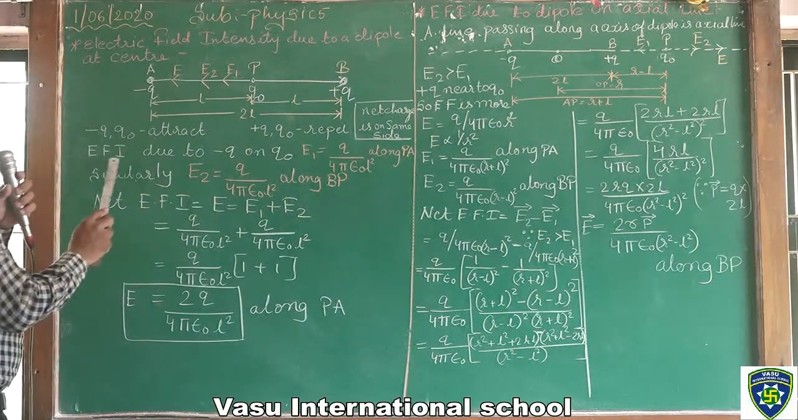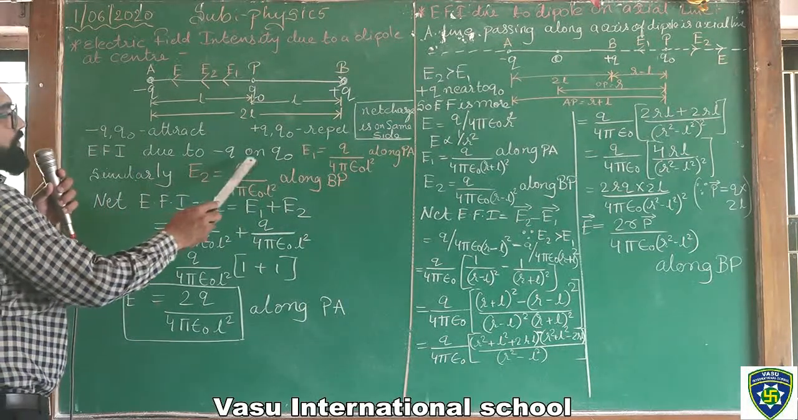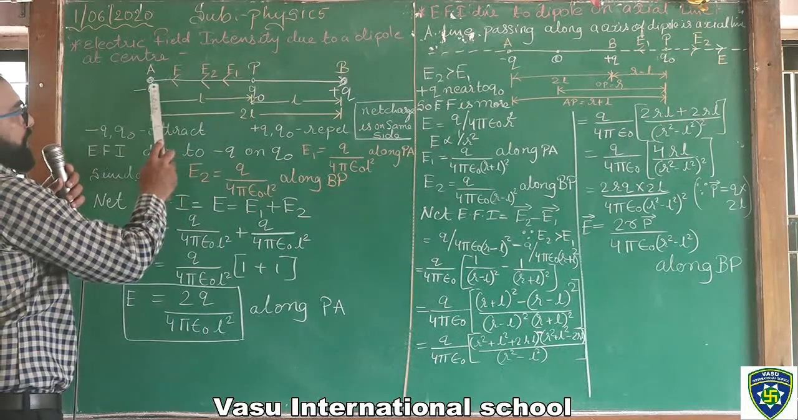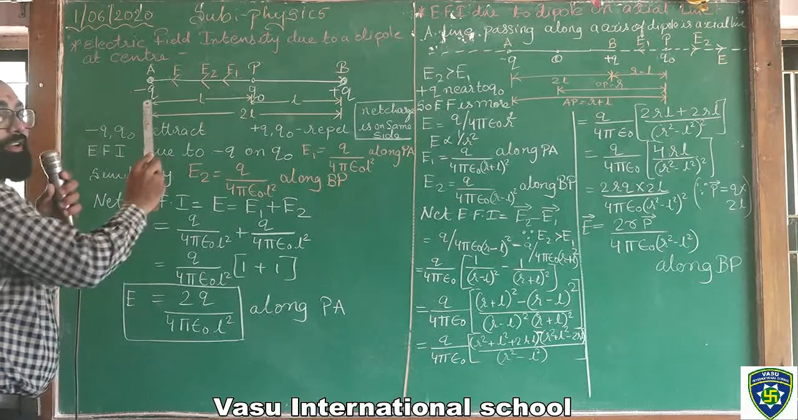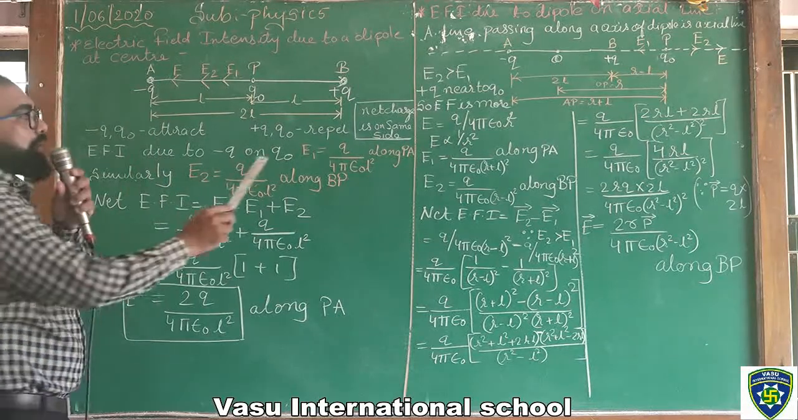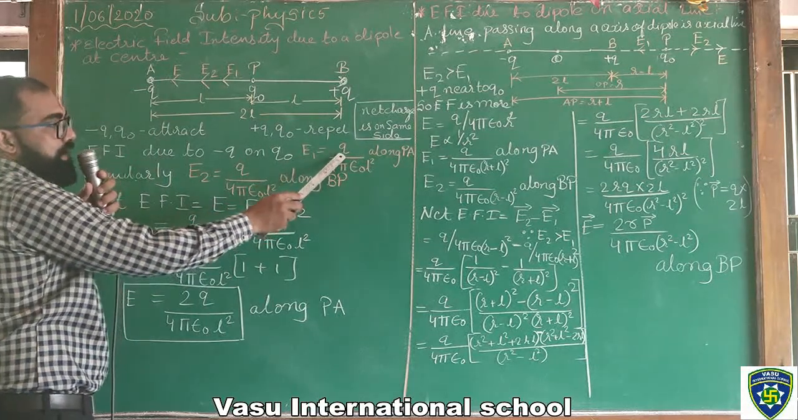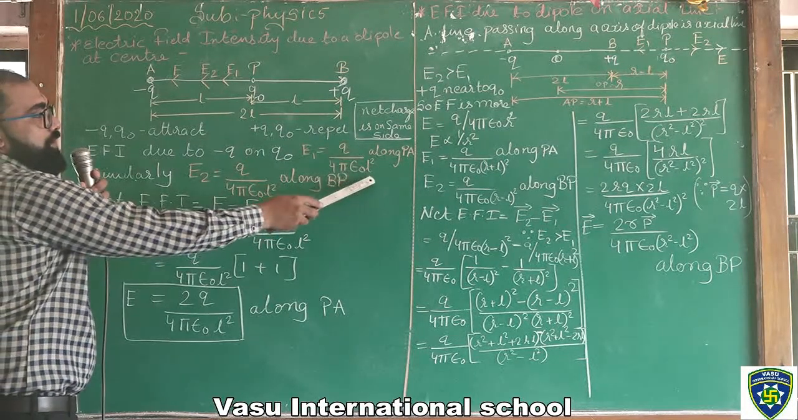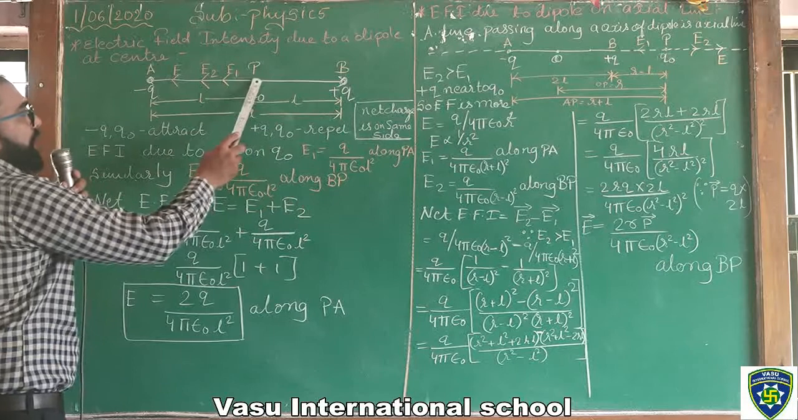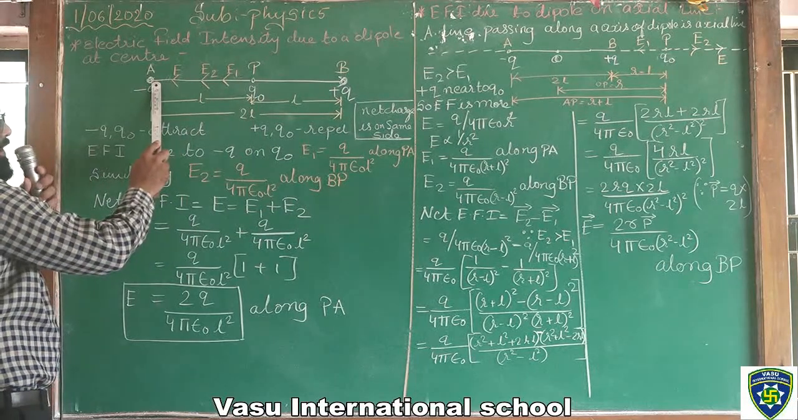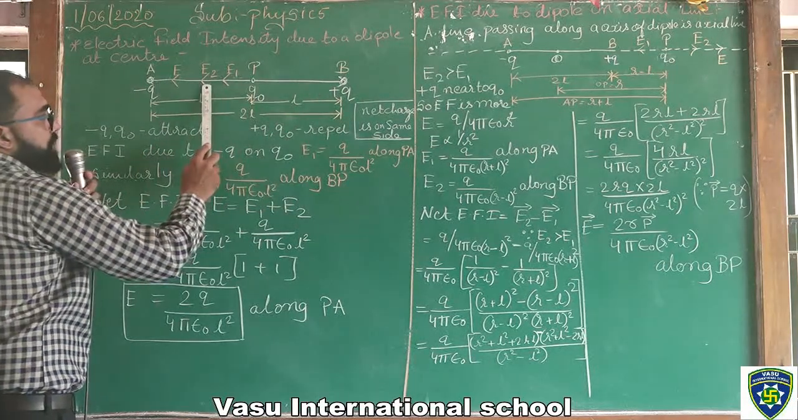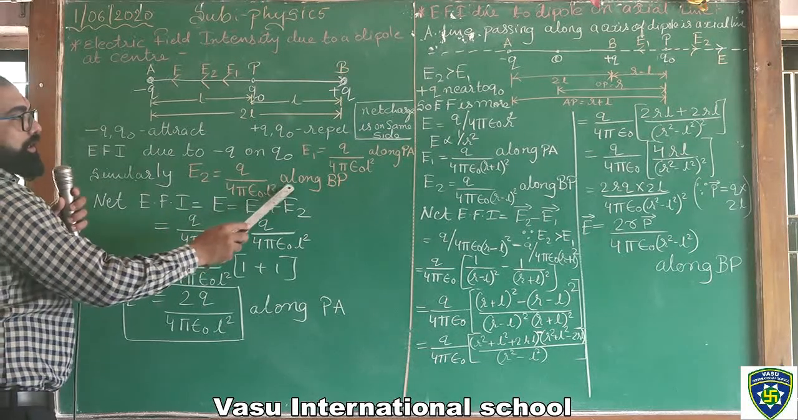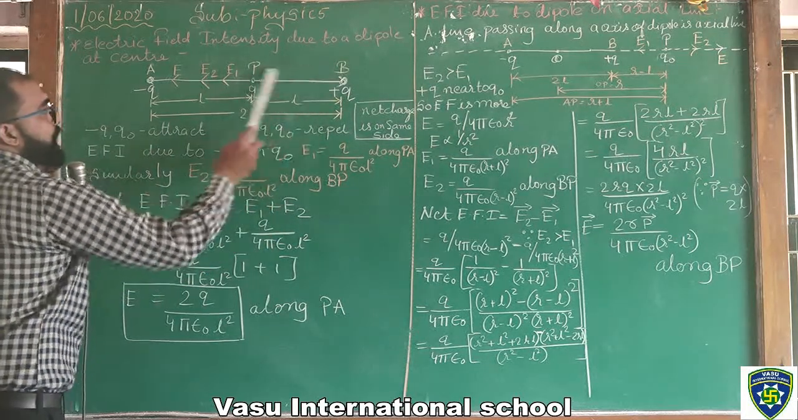Okay. So electric field intensity due to minus Q on Q0 is equal to E1. Here we are having a minus Q sign, but according to Coulomb's law we are not taking that sign. So E1 is equal to Q upon 4 pi epsilon 0 L square, that is along PA. Similarly, E2 is equal to Q upon 4 pi epsilon 0 L square, that is along BP.